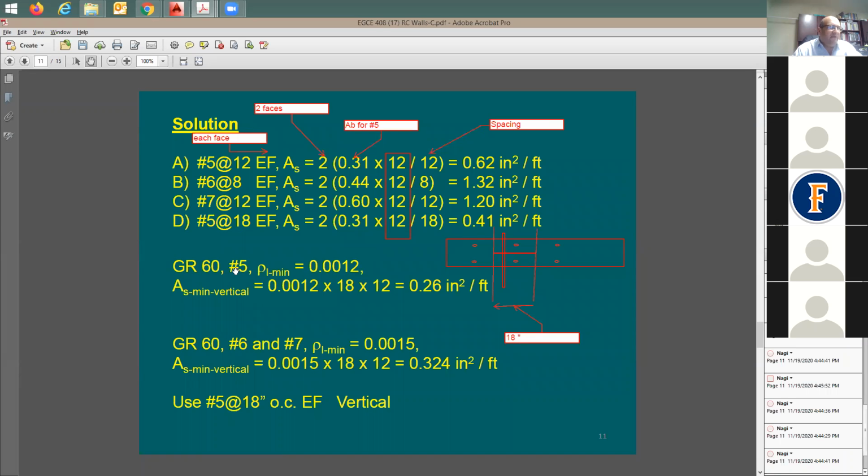If I have number 5, which means option A or option D, the minimum A vertical based on this is going to be equal to 0.0012 times 18 inch. What is 18 inch? I'm going to say the wall thickness, T of the wall, right? Times 12. What's 12? This is going to be the foot that we were talking about, right? We said that I'd like to have it per foot. So I'm going to say here per foot.